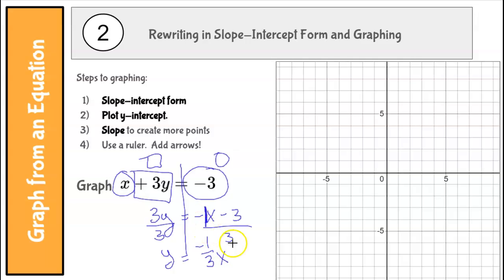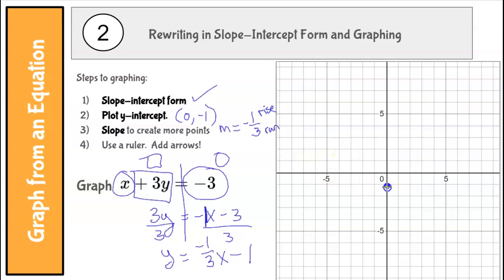And I'm going to write that as a fraction. And then I'm going to do also 3 into 3. So 3 divided by 3 is 1. So I'm dividing that, and I'm dividing this, but it's a fraction, so I'm going to leave it like that. So I've got it in slope-intercept form. Now I'm going to plot the y-intercept, which is (0, negative 1). The slope is negative 1/3. That's my run. This is my rise.